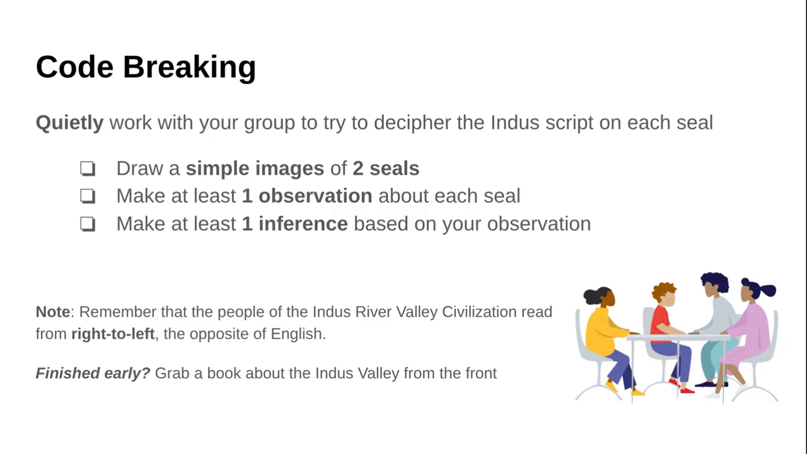You'll make 1 observation about each seal and 1 inference based on your observation. So we're still practicing these same skills of making an observation and making an inference, and you'll have sentence starters on your daily sheet to help you out with those. Remember that the people of the Indus River Valley civilization read from right to left, which is the opposite of English. So just keep that in mind.